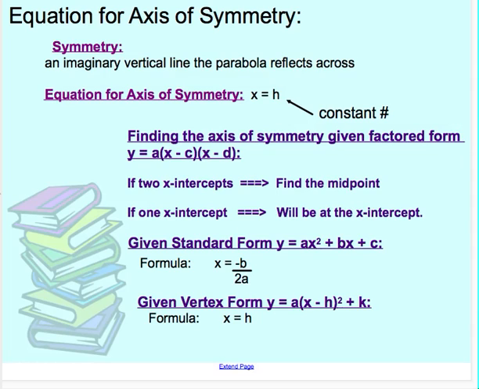In standard form of the equation, the formula to find the axis of symmetry is x equals negative b over 2a. So notice that b is the value that you're multiplying by your x, and a is the value that you're multiplying by your x squared. So that's where those values are coming from in the formula. And finally, given vertex form, x equals h. However you're shifting that graph left or right, that's where you'll find your axis of symmetry.